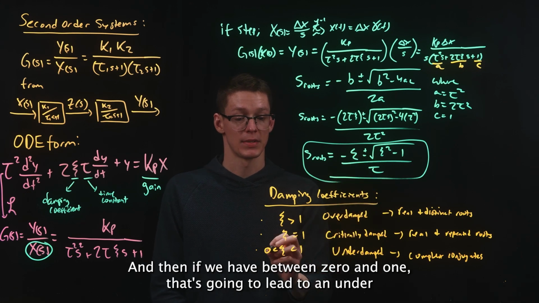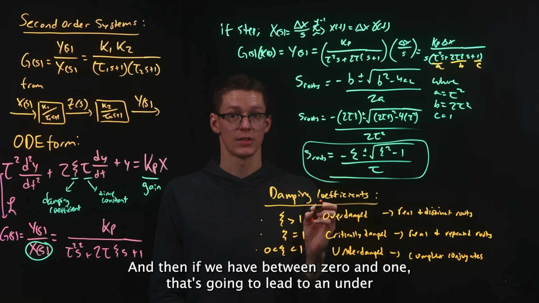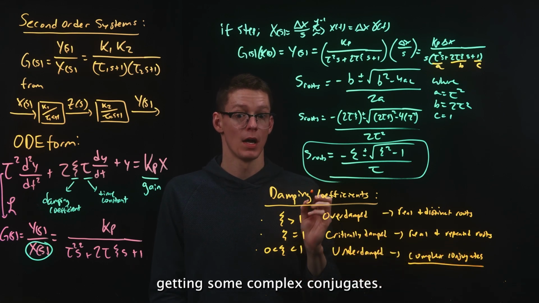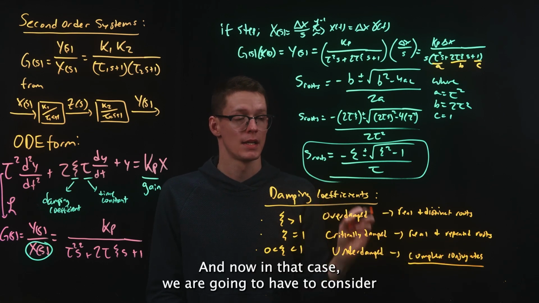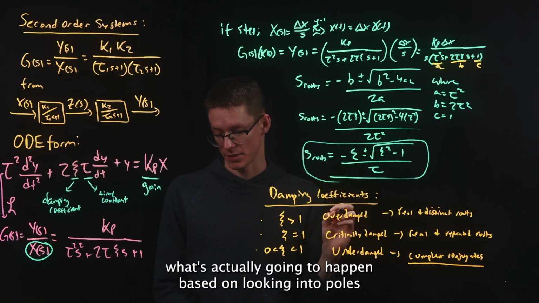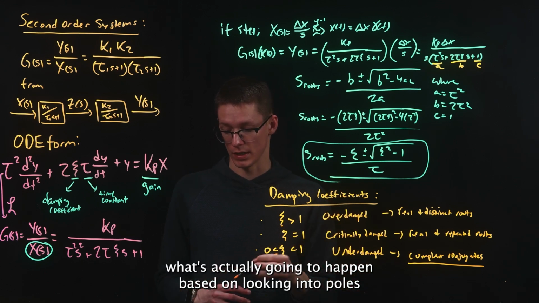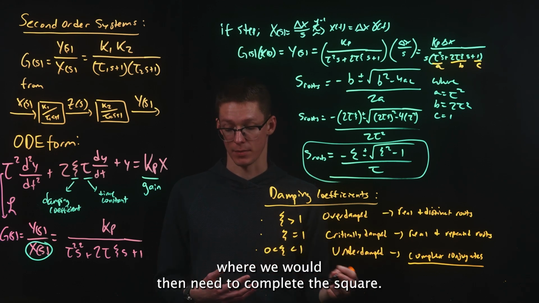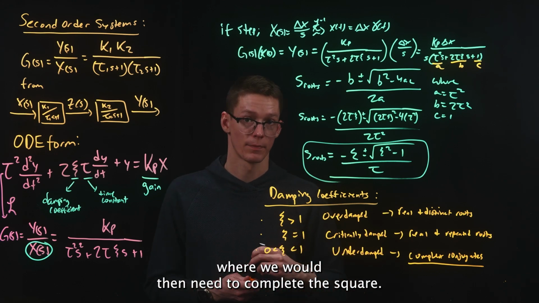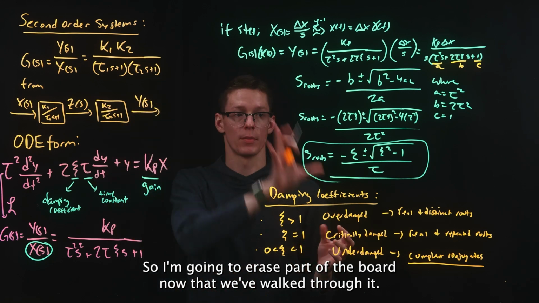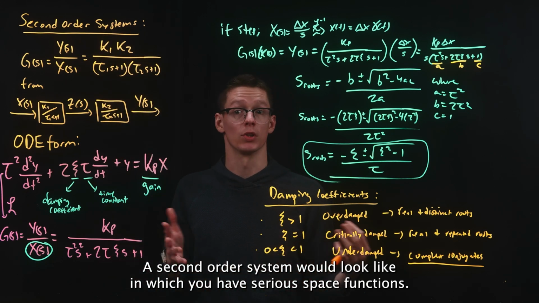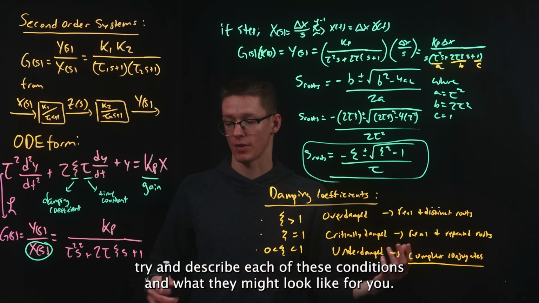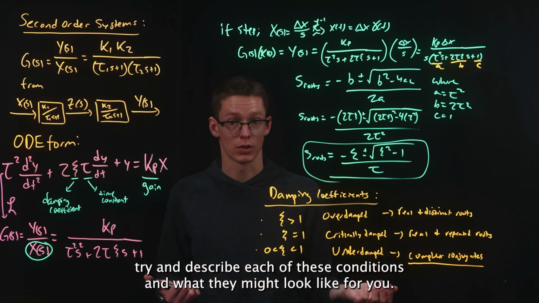And then if we have between 0 and 1, that's going to lead to an underdamped system where ultimately we will be getting some complex conjugates. And now in that case, we are going to have to consider what's actually going to happen based on looking into poles and zeros for an underdamped complex system where we would then need to complete the square. So I'm going to erase part of the board now that we've walked through what a second order system would look like, in which you have series-based functions, and we're going to then try and describe each of these conditions and what they might look like for you.